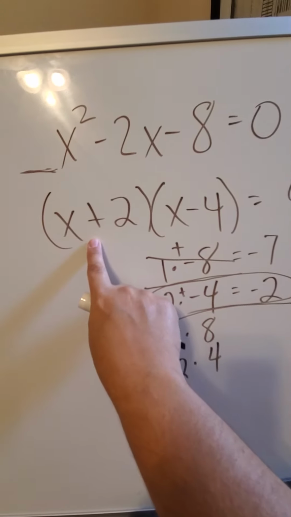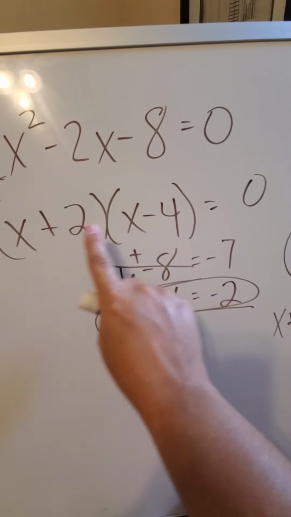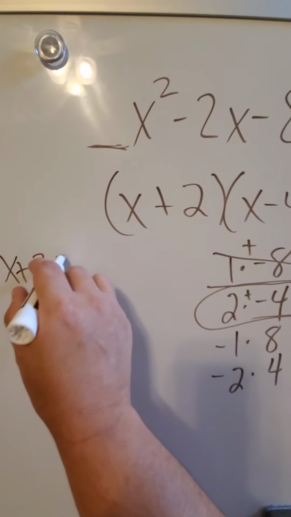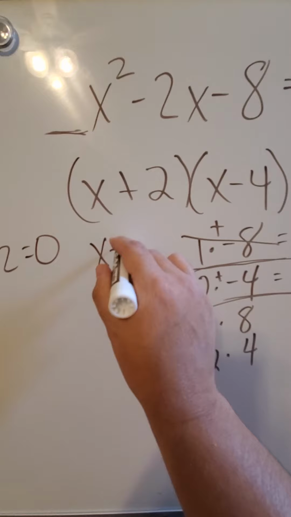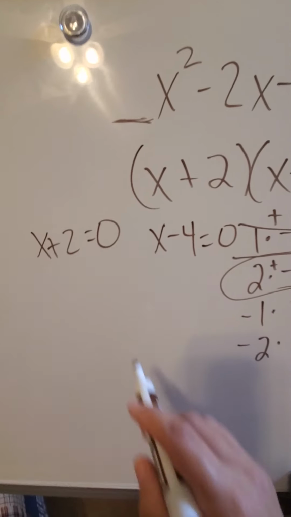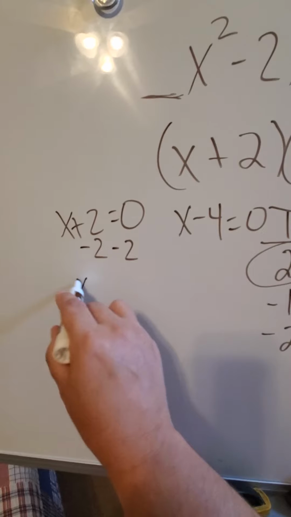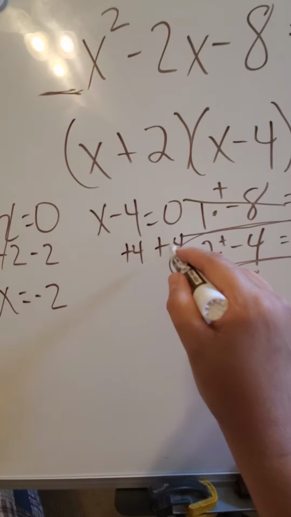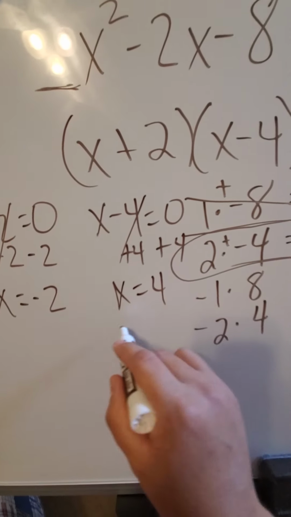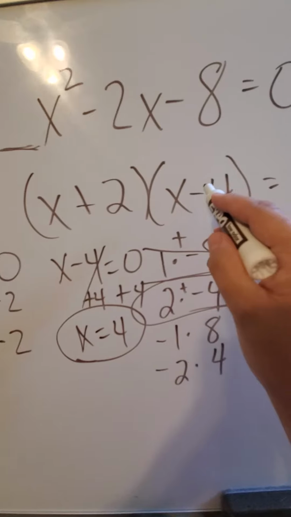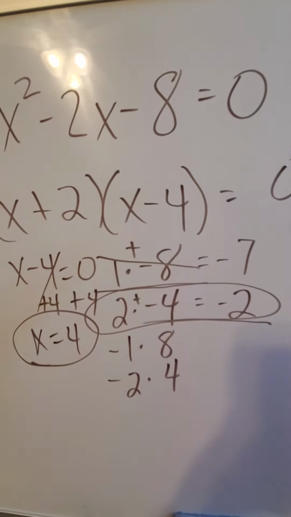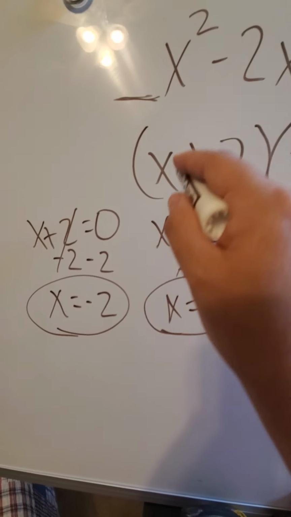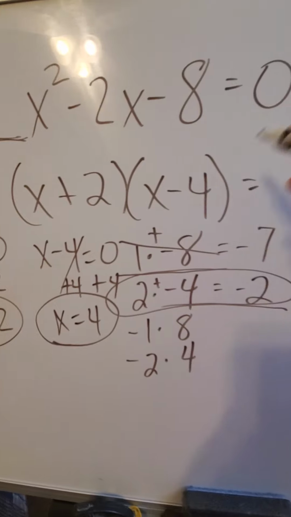So now I know either this is 0 or this is 0. So I'm going to set each one equal to 0 and solve. So x plus 2 equals 0, or x minus 4 equals 0, right? So I'd subtract 2. x would equal negative 2. Here I'd add 4. x equals 4. So either x is 4, and that would make this 0, which would ultimately make this whole thing equal to 0, or x is negative 2, which would make this 0, and then multiply and get 0.